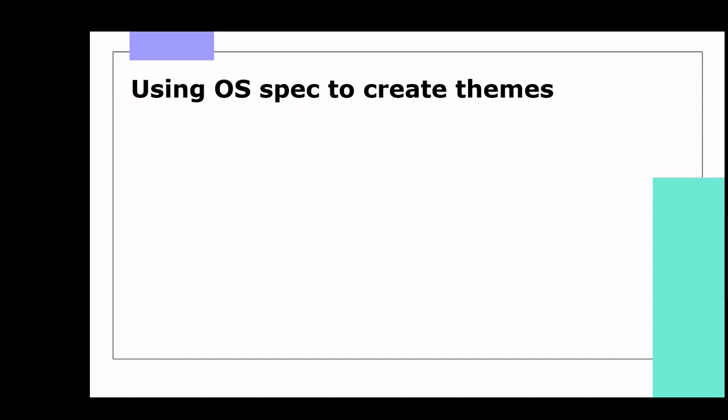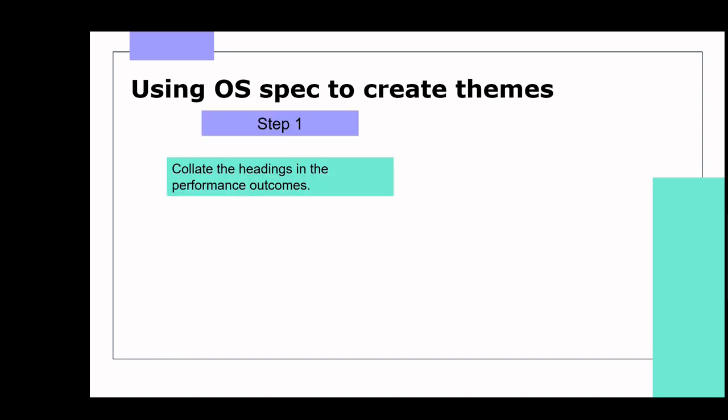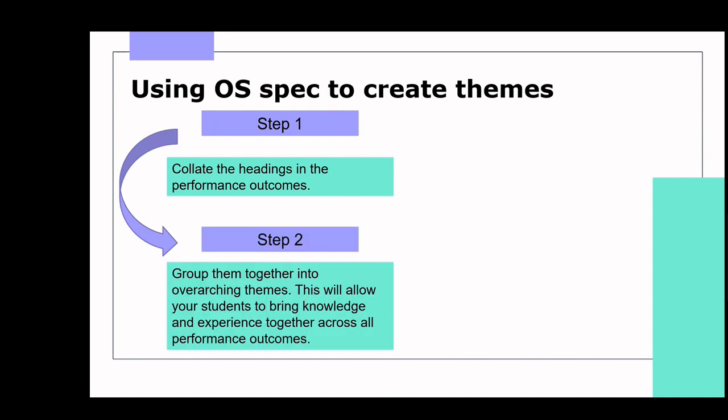So finally, we're going to explore creating key themes using the Occupational Specialisms spec. This will help focus formative assessment and the assessment of these key competencies and skills. Step one is to collate the headings in the performance outcomes. Step two is to then group them together into overarching themes. This will allow your students to bring knowledge and experience together across all performance outcomes.